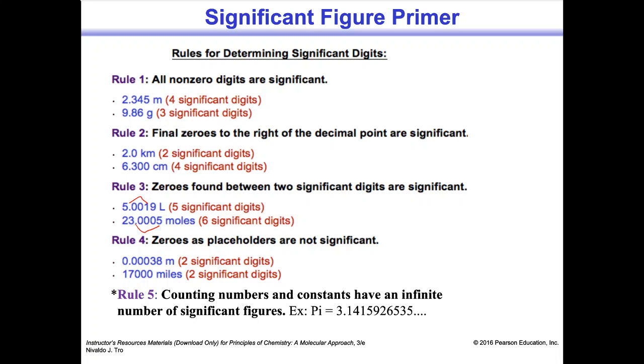Okay, one more important rule here. If I have counting numbers or constants, these have infinite sig figs. So something like pi, for instance. Or if I'm saying 1 inch is equal to 2.54 centimeters. Those have an infinite number of sig figs. In other words, they wouldn't narrow down how many sig figs you use in a calculation.